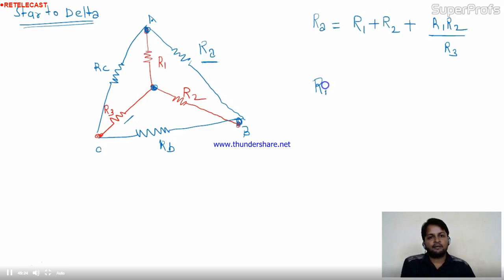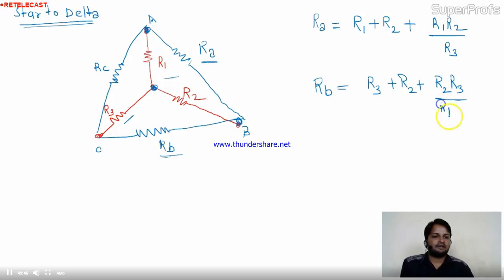What is RB? Now you tell me. Where is RB? Here. RB is connected with R3 and R2. Summation of R3 and R2. In the third term, we multiply R2 and R3, and divide by the remaining resistance, R1. Is it okay? Come to RC now.